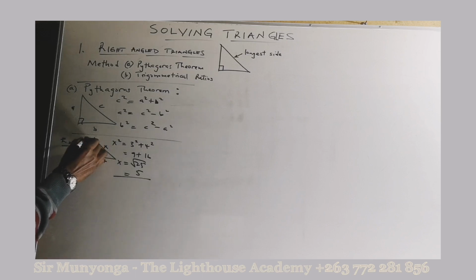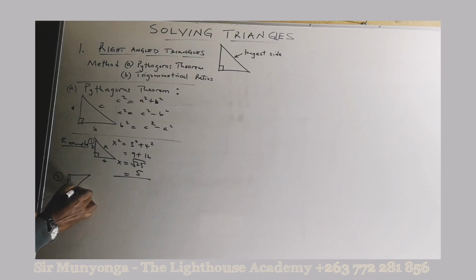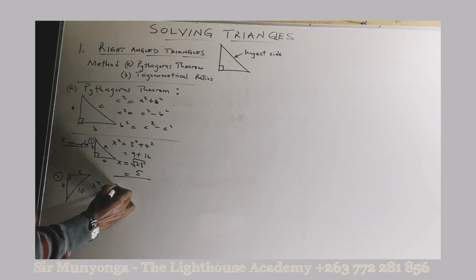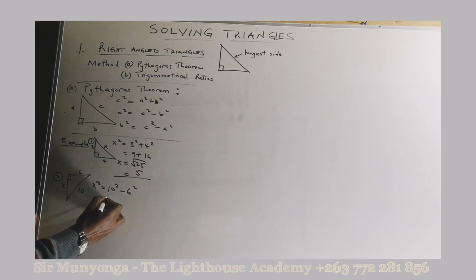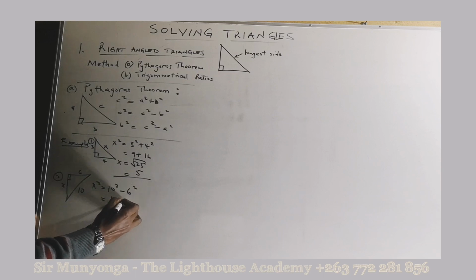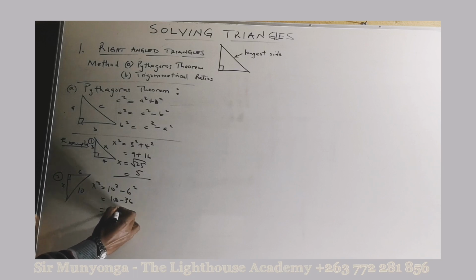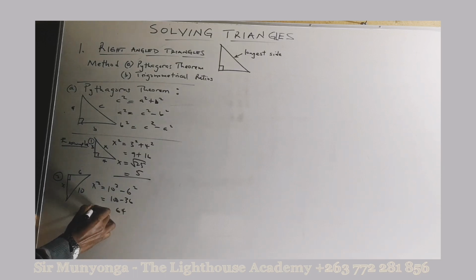Let's have another example, example 2. It's a different right angle triangle. Let's say you are given the sides as 10 and 6, and you're required to find one of the shorter sides. You're given the longest side. Now, when you're given the longest side, it's the longest side squared minus the shorter side squared. So that's 100 minus 36, which gives you 64. So x will be equal to the square root of 64, which is 8.